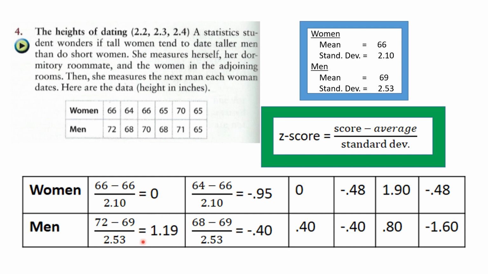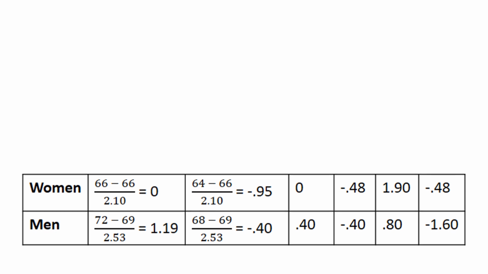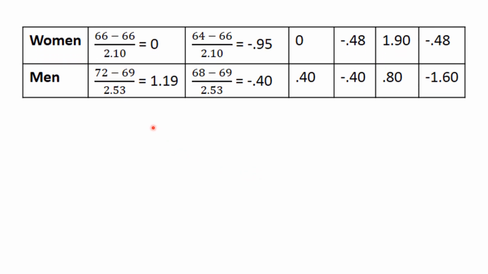Guys, when you're putting this in your calculator, put the 72 minus 69 in parentheses, and then have that be divided by 2.53. So do parentheses 72 minus 69, close parentheses, then divided by 2.53. We do that for each of these to get all these z-scores. You can check each of those on your own. I've shown you the process. For right now, I'm going to get rid of all this work and just show you the z-scores.